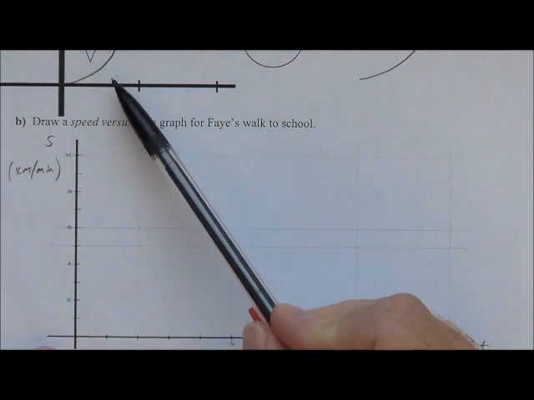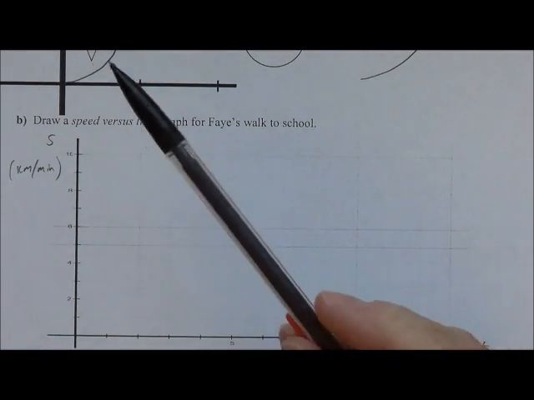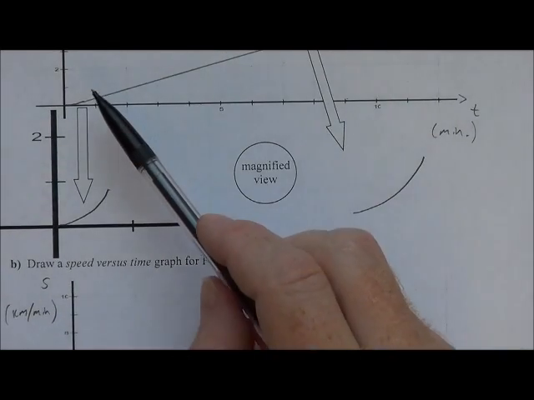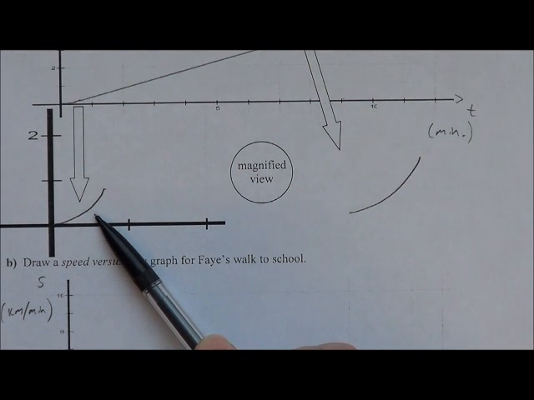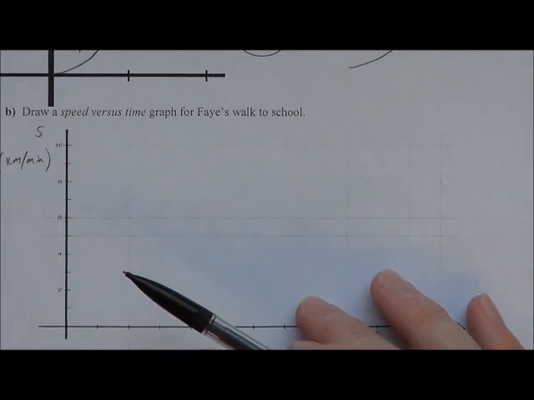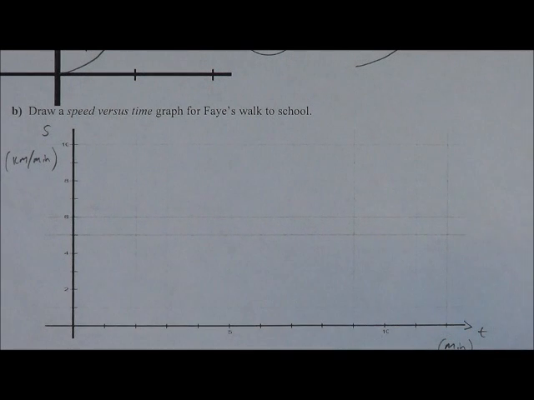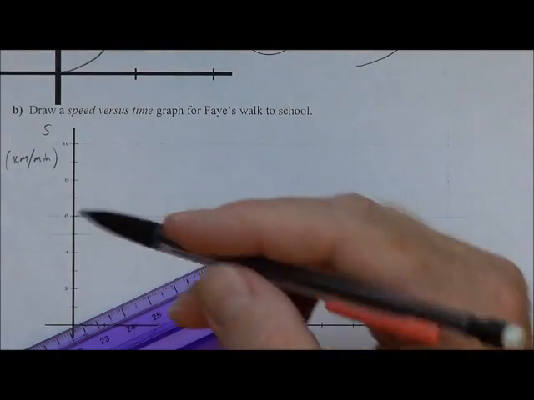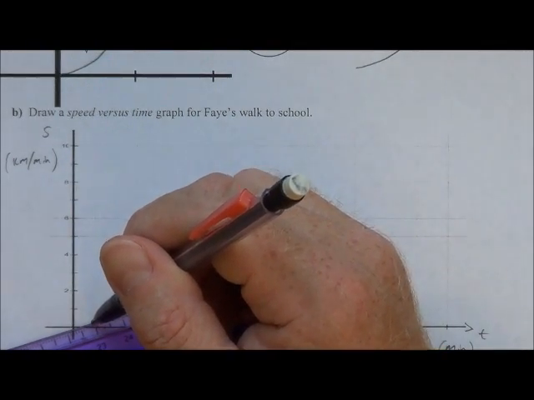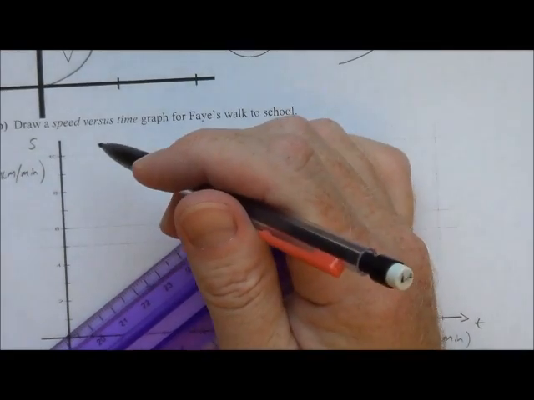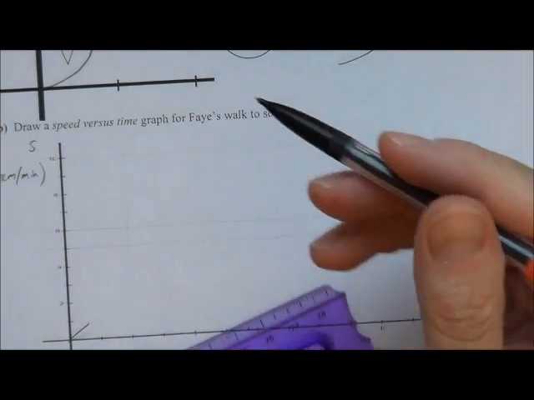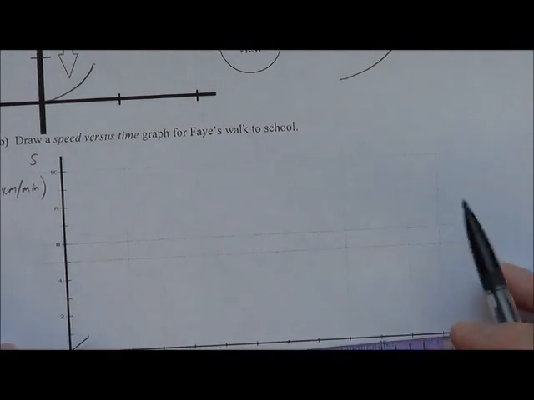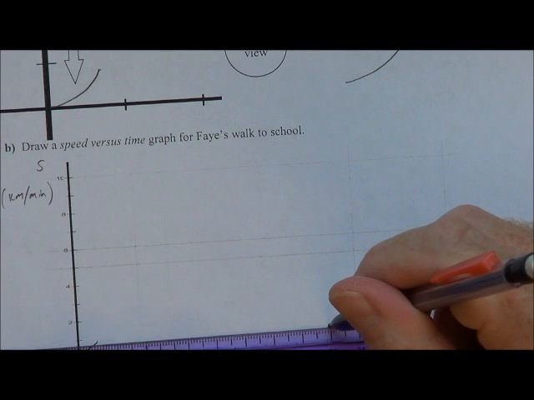So for this first curved portion, where it's curved on the distance versus time graph, sorry, I was pointing up here. For this curved section, it's actually going to be a straight section on the speed graph, but it'll be at some kind of an angle. So for 30 seconds. And then it's going to be constant speed up until the 8-minute mark.